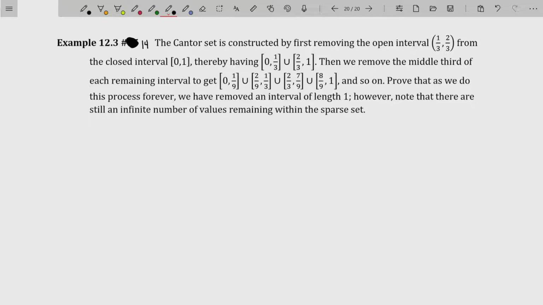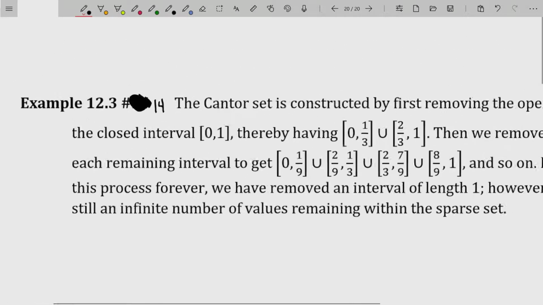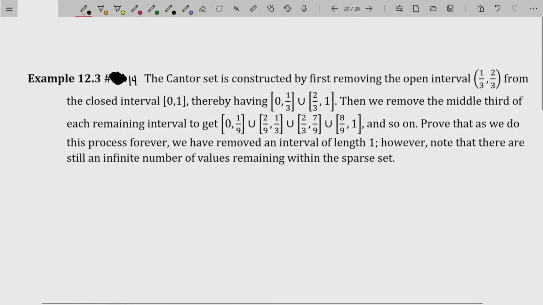And some people might think that this one is as well, but I really think theoretically this is a pretty awesome example. But it's incredibly theoretical. So let's start talking about it. The Cantor set is constructed. Cantor was a mathematician back in the day. So a Cantor set was constructed by removing the open interval 1/3 to 2/3 from the closed interval 0 to 1.